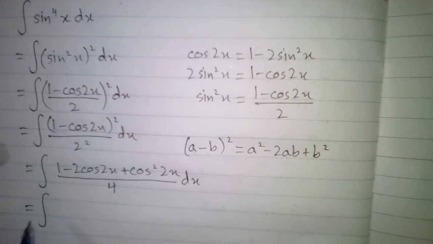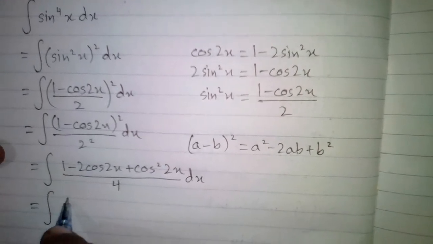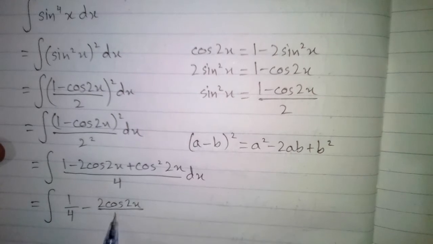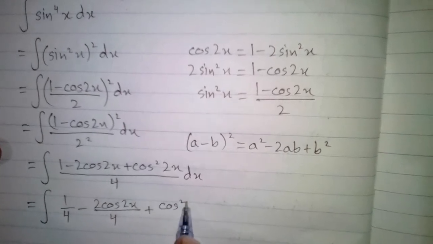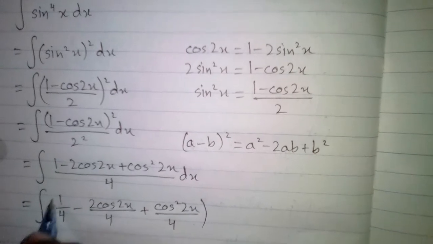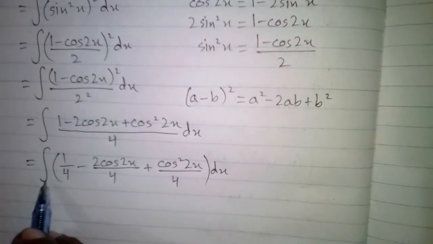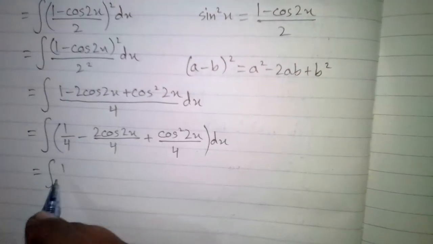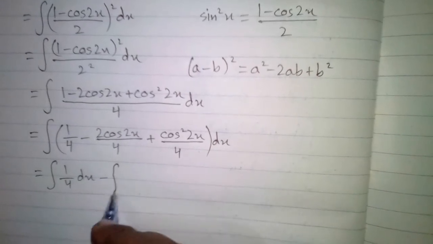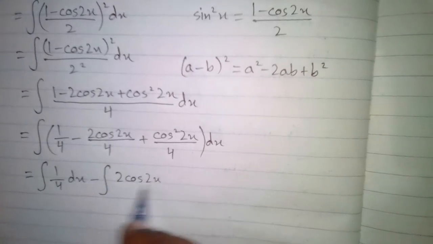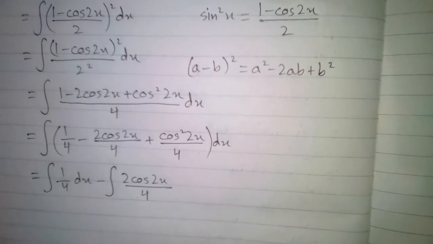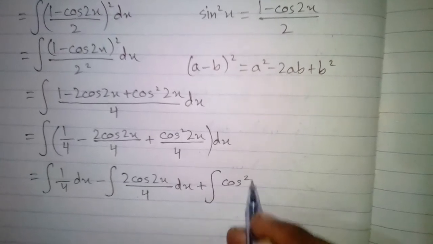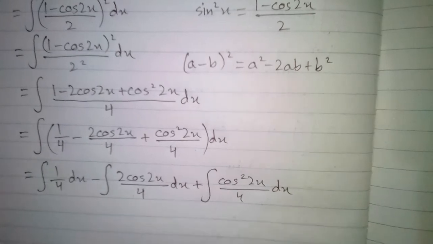Now we will break this fraction into 3 fractions. So we have 1 upon 4 minus 2 cos 2x upon 4 plus cos²2x upon 4. Now we will apply the integral on these 3 terms. So we have the integral of 1 upon 4 dx minus the integral of 2 cos 2x upon 4 dx plus the integral of cos²2x upon 4 dx.